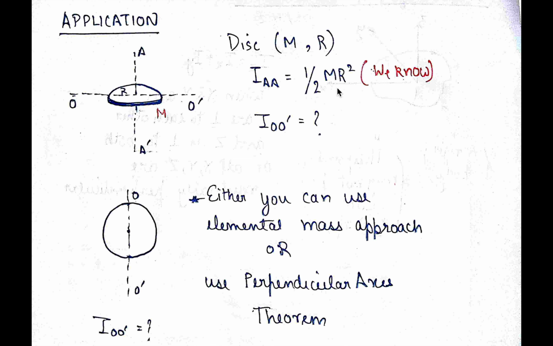Now again if you are confused, this is the moment of inertia about the axis perpendicular to the disk. Not this o dash axis but the a dash axis. So if I ask you what is the moment of inertia about the o dash axis of this disk, there are two approaches. Either you can take the elemental mass approach, which is a little calculative or tricky, or you can just use this perpendicular axis theorem. So this is your figure, and we have to calculate the moment of inertia about the o dash axis.